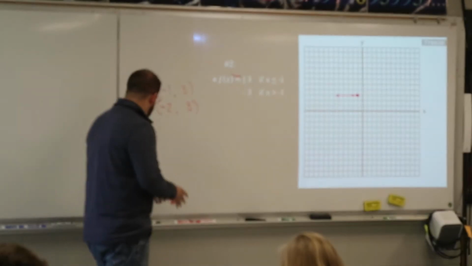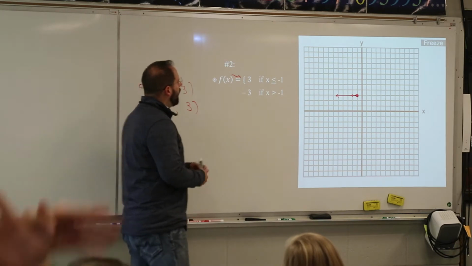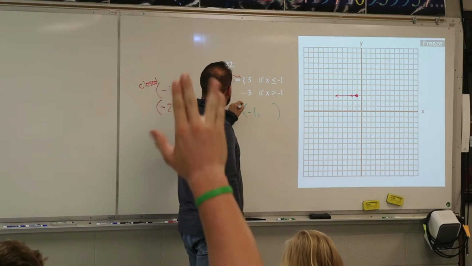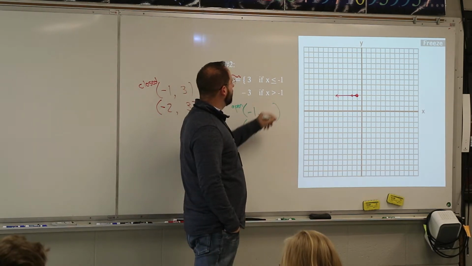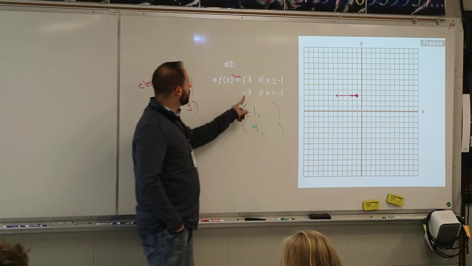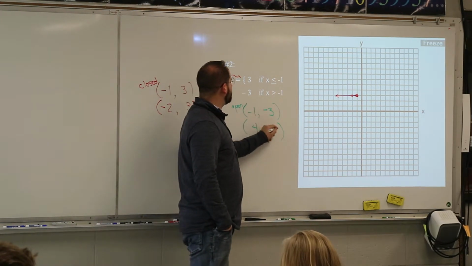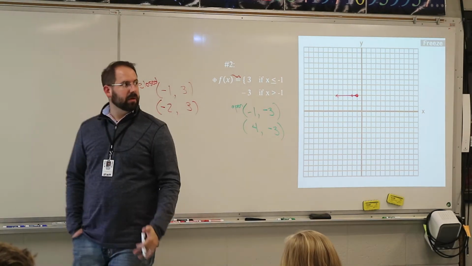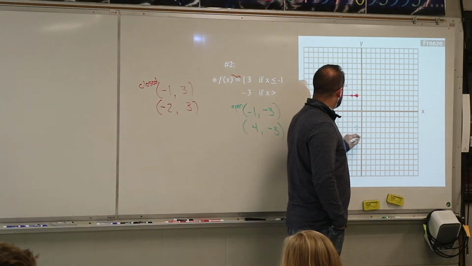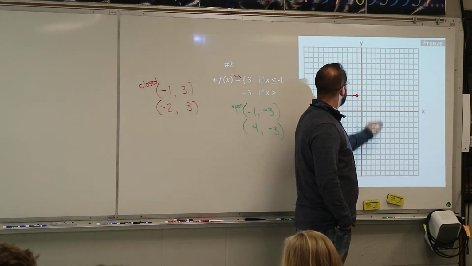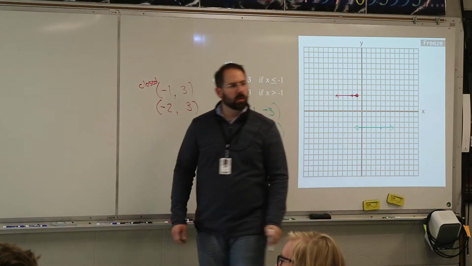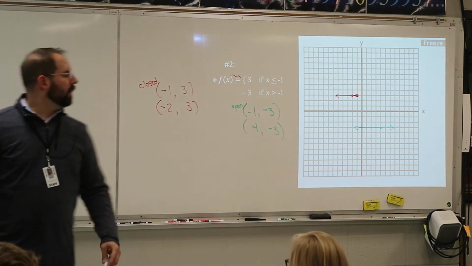The second graph, I'm going to plug in a -1. That is an open circle, and I'll plug in any numbers greater than -1. So I'll just plug in a 4. It doesn't really matter what number I pick. The answers are always -3. There's no x's to plug in, so I just get -3 the entire time. So -1, -3, open circle, 4, comma -3, and there's your graph. Okay, so it should be 2 horizontal lines, 2 constants.